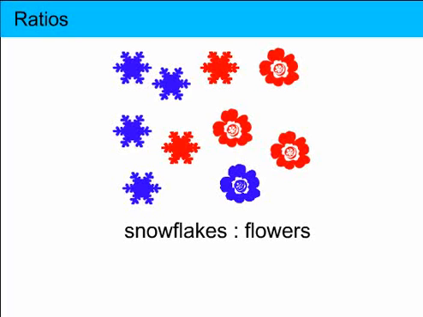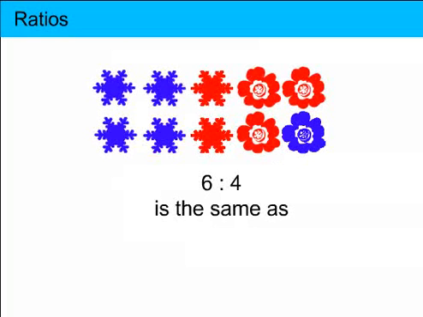Now we'll take a look at the number of snowflakes to the number of flowers, and we're going to compare the part to part again, and we can see that there are 6 snowflakes and 4 flowers. So the ratio is 6 to 4. For every 6 snowflakes, there are 4 flowers. But this ratio can also be expressed in a different way, because if you have 6 to 4, it's the same as saying 3 to 2. 6 to 4 and 3 to 2 are equivalent ratios.